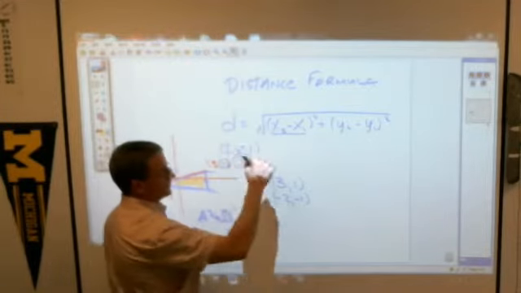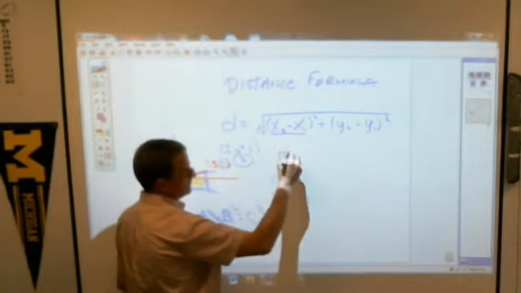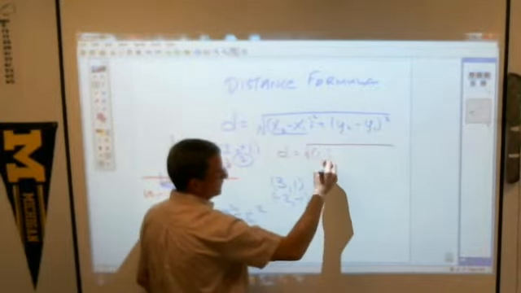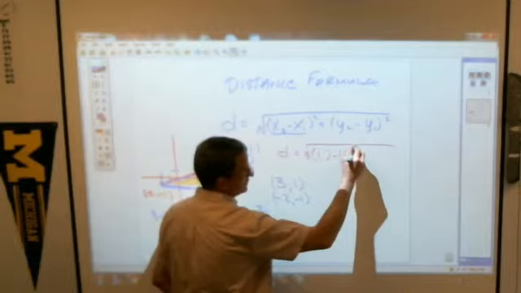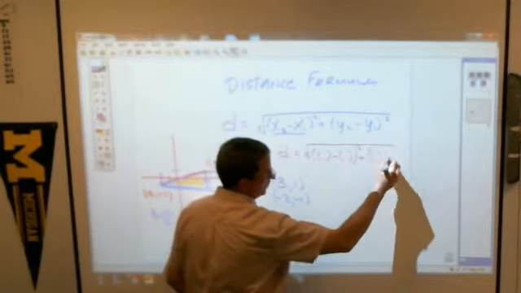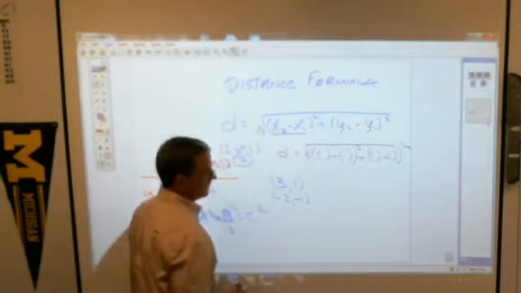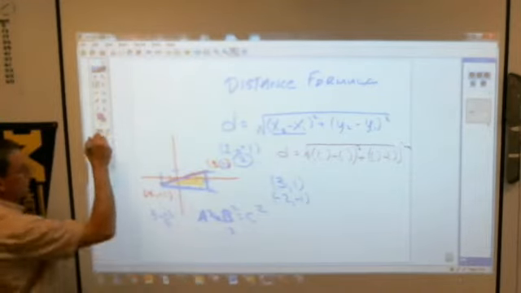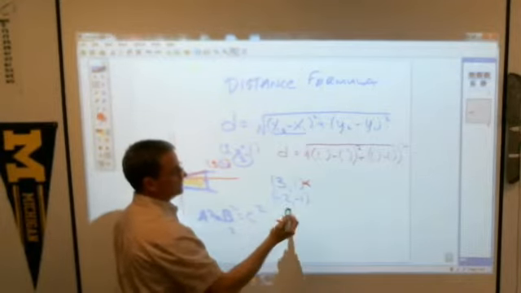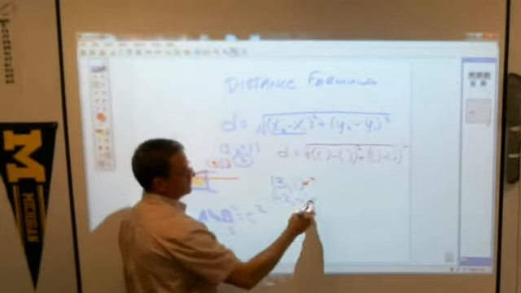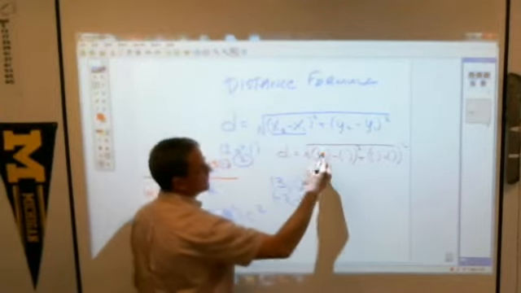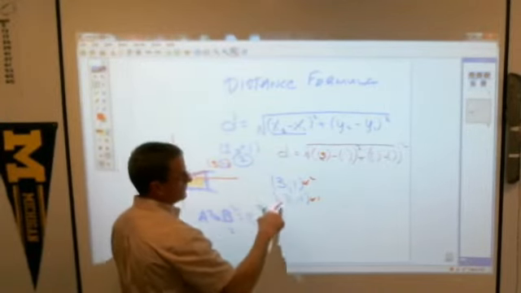Anyway, so here's what it looks like. D equals the square root of parenthesis x2 minus x1 squared plus parenthesis y2 minus y1 squared. And you are going to fill in the proverbial blanks. You want to make this 2 or 1? I don't care. Somebody give me one. 2. All right, those are my 2's, these are my 1's. So x sub 2 is 3. X sub 1 is negative 2.